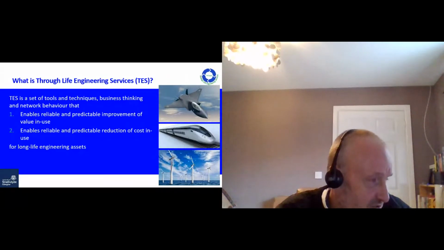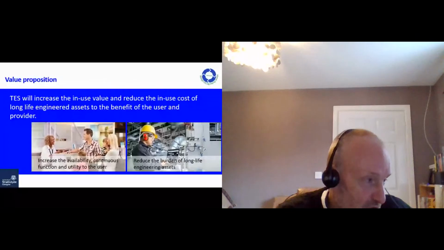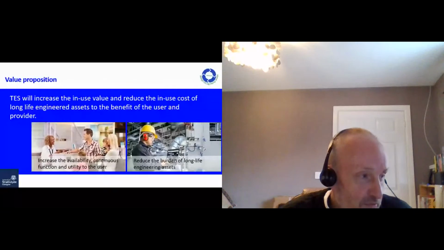There's a strong value proposition around TES, and again, linking to what John was talking about when he opened the conference, but a strong business proposition that is around two aspects, really: increasing the availability, so making high value important assets more available on an ongoing basis, that increases the function and the utility to the user. So as consumers ultimately of products and services, we want things to be available, we want trains to be running, we want aircraft to be running when we want them. So that increased availability is a benefit to the consumer ultimately, and we want to reduce the burden on managing and maintaining and spending money on long life engineering assets, which is an important consideration for those people who own and manage and service those kinds of assets.